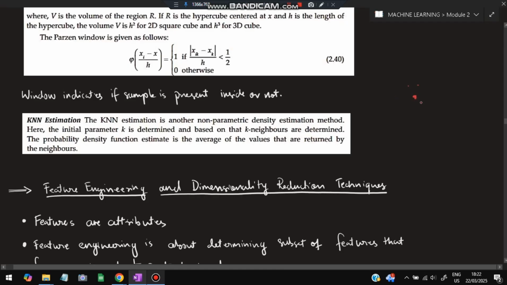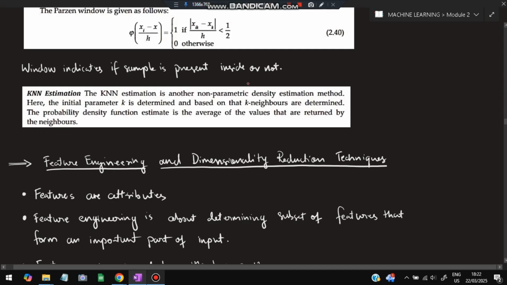So if this is a thing, how many neighbors are there? These are different clusters, and whichever has the most neighbors, that will be considered. That is called KNN. Okay, so these are the things you need to know from the mathematical perspective of machine learning.